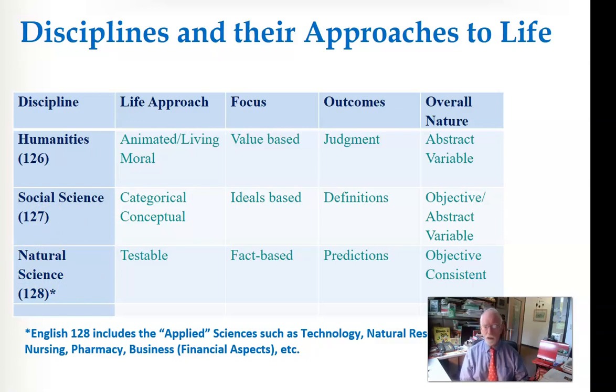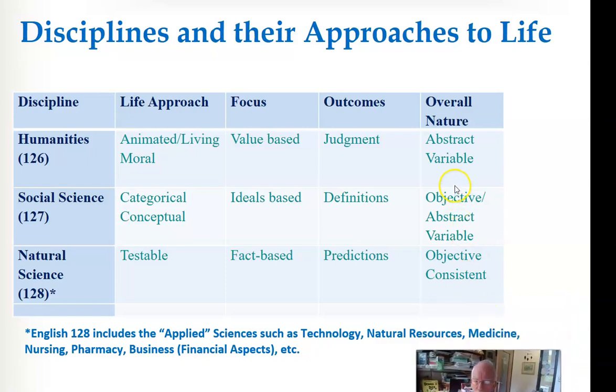Now in English 128, our approach is that things are testable. We're going to look at things from a fact-based perspective, and the outcome is that we'll be able to make predictions based upon what we can test and the facts that we can derive from that. The overall nature will be objective and consistent. Please also notice that English 128, although it's called natural science, also includes the applied sciences such as technology, natural resources, medicine, nursing, pharmacy, business, the financial aspects of business, and so forth.